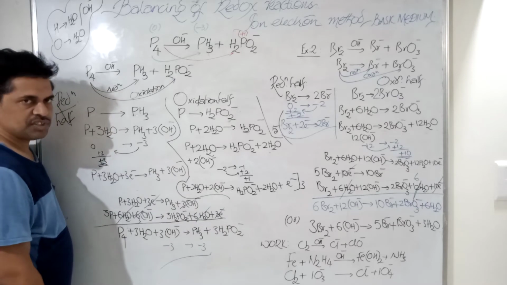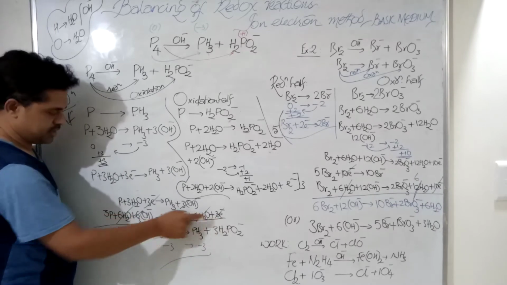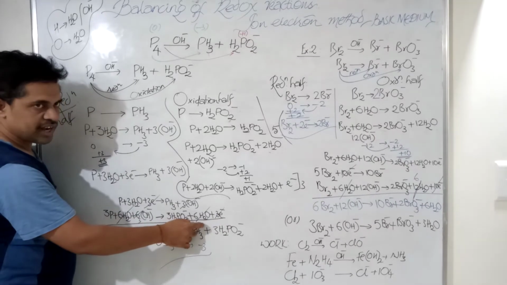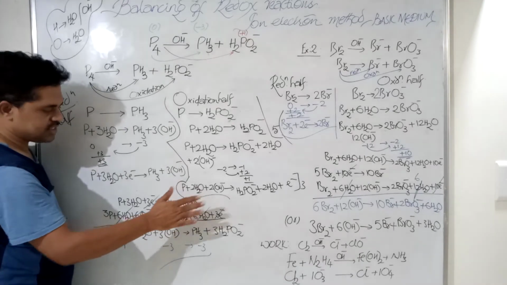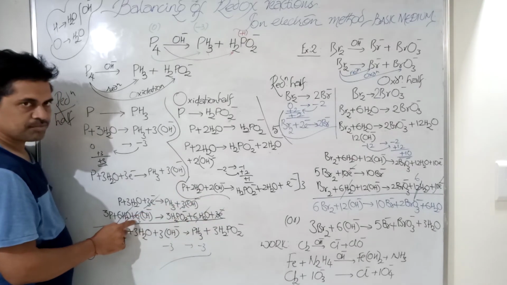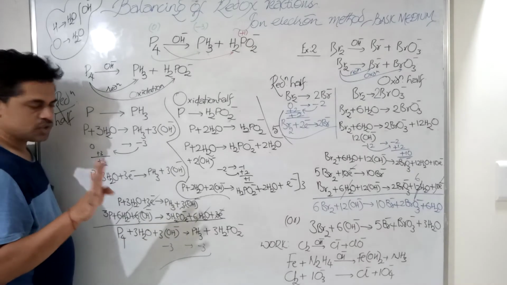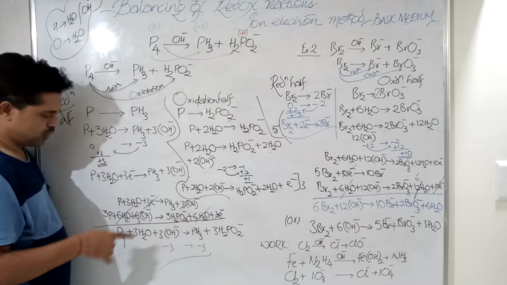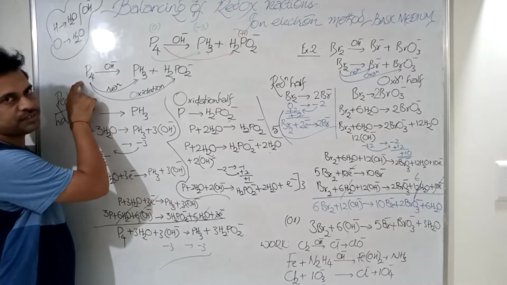Cancel the terms which are opposite. 3 electrons you are cancelling. 6 water you are cancelling. 6 OH minus, 3 OH minus cancelled, 3 and remaining is 3. P plus 3P, total 4 phosphorus are there. So 4P. 4P you can write in the form of P4 because in the question it was given P4.